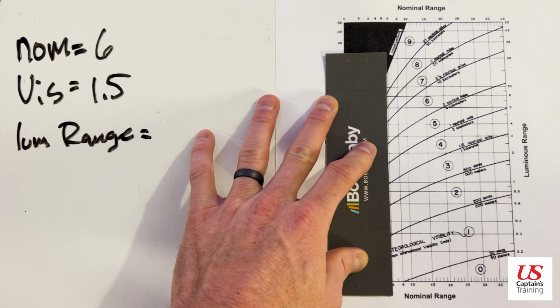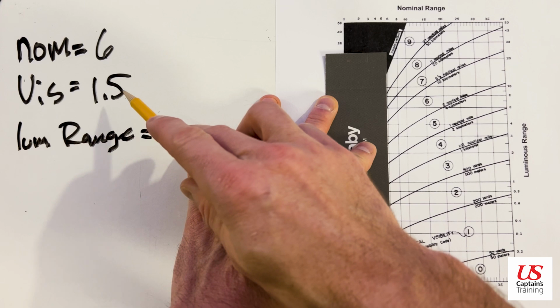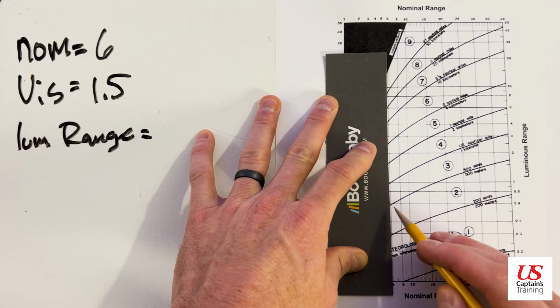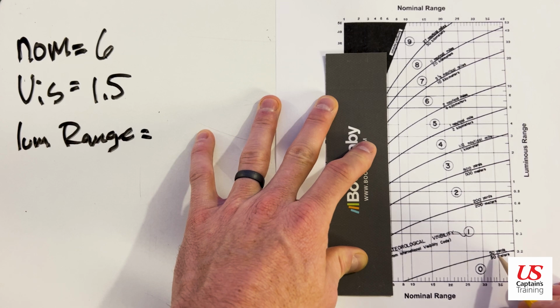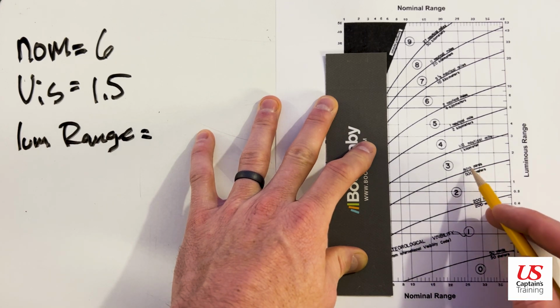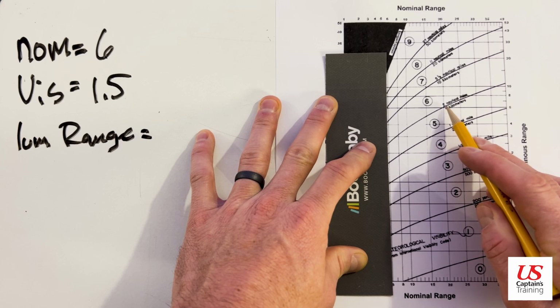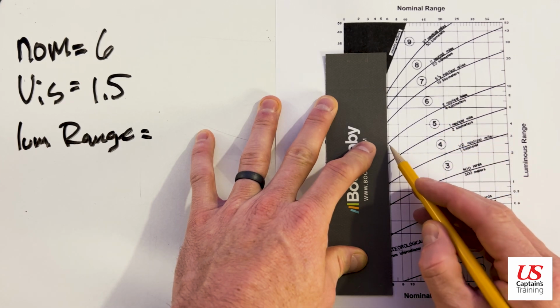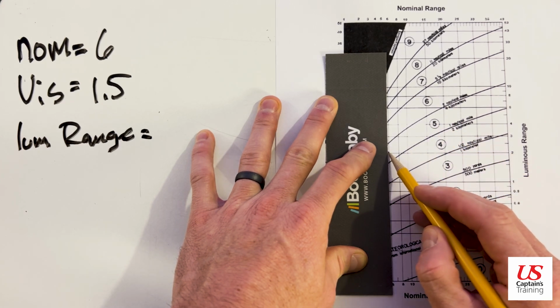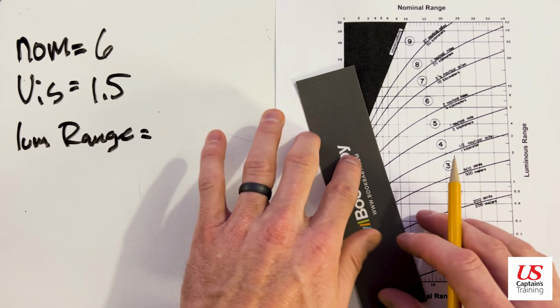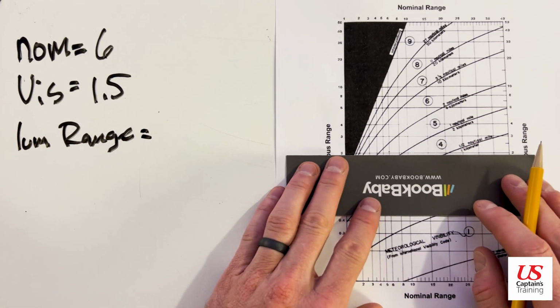the visibility is 1.5. See this? 1.5. These arcs have the distance, the visibilities, 50 yards, 200 yards, 500, half nautical mile, 1, 2, 1.5 is like right in the middle of these. So if you split these in half, it's going to be right around there. And then what you do is follow it over horizontally.